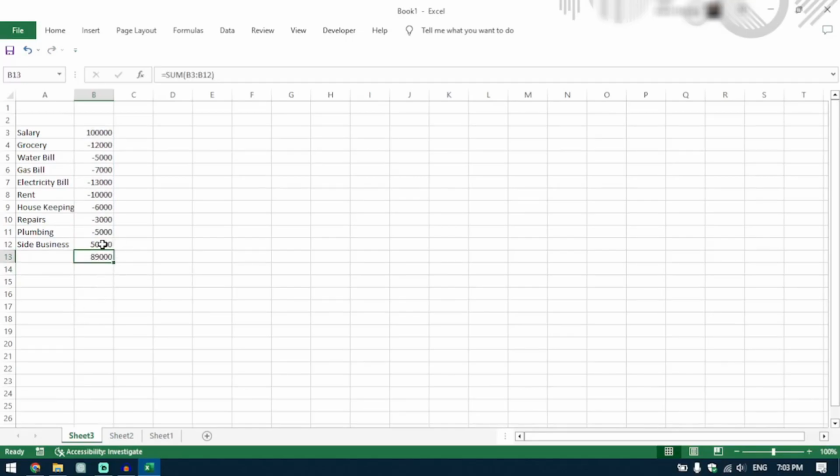Now let's suppose we are not running a side business at all. Let's suppose there is no money from the side business. We are still left with $39,000, which is a very good number.